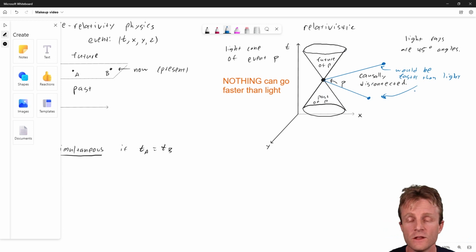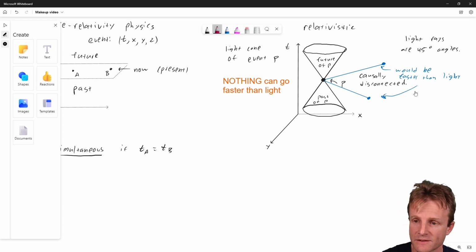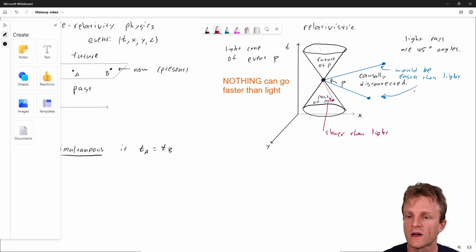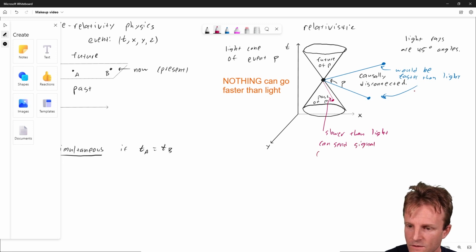Okay? The notion of future and past that's useful is when you can influence something. Then you'd say that something is in the future. Or if you can be influenced by something, you'd say it's in the past. So for example, this event here in red, I can draw a straight line which represents a slower than light signal, because it's more vertical than horizontal. It's more time elapsing than space in these units where equal time and space elapsed is light speed. And so that means you can send a signal from, let's call this event A, to P. So it's causally connected.